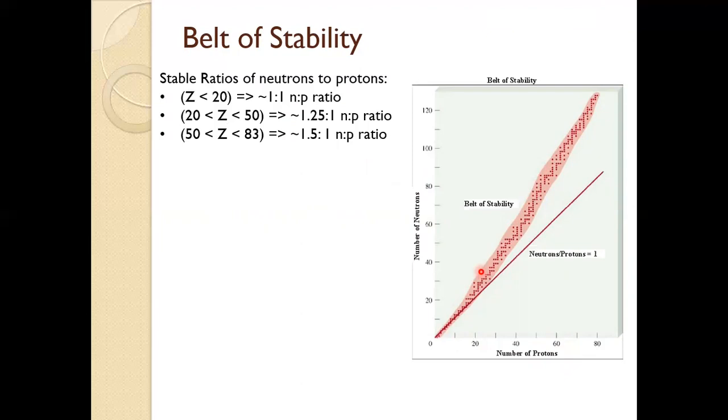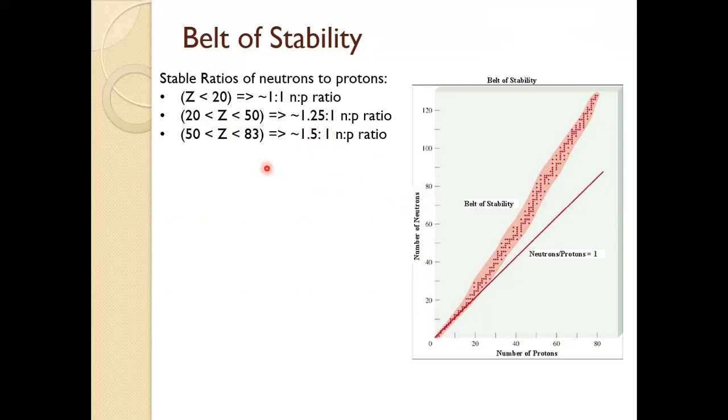And we can see that when the elements are relatively light, so less than approximately 20 for atomic number, less than approximately 20 protons, then that special ratio between number of neutrons and protons is approximately 1. When you have moderate size isotopes, so the atomic number is somewhere between about 20 and 50, then that ratio increases to about 1.25 to 1 neutron-proton ratio. These are the stable ratios that are observed.